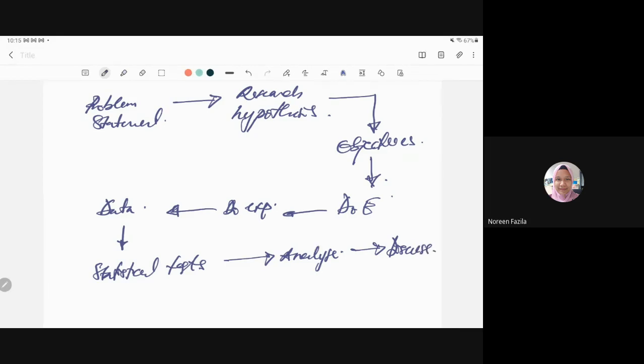Okay, so that's what we do. This is the knowledge generation pathway, to put it in a simplified form. So when we discuss, then what we get is knowledge.